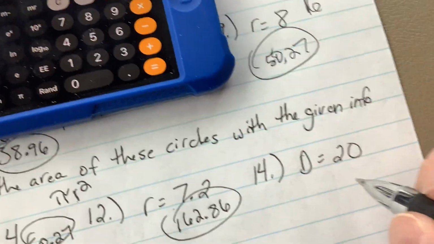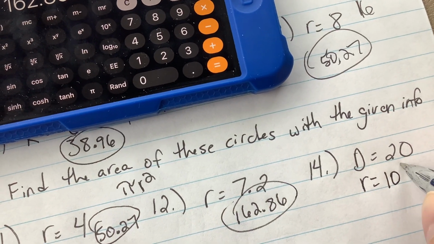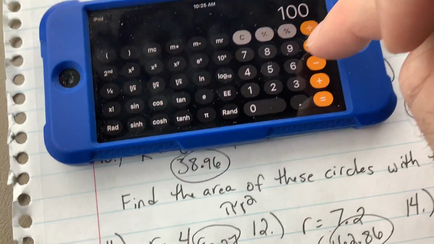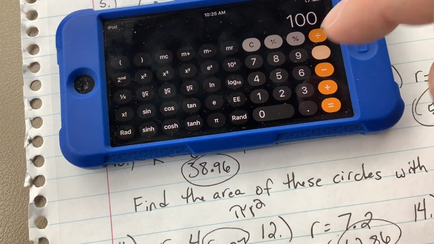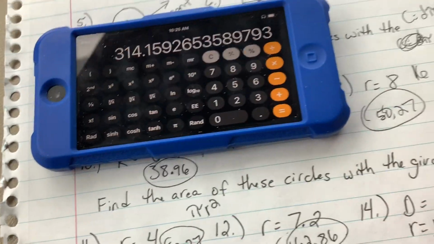Okay, this one, you've got to half it first for the radius. The radius is 10. That's what you're going to square, which 10 squared is 100. And then you're going to times pi. So you get 314.16.